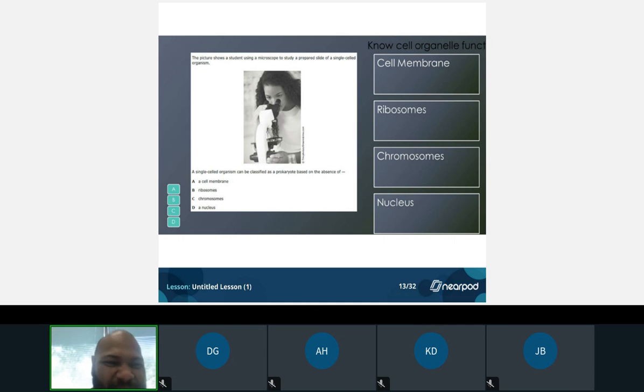All right, let's see. This picture shows a student using a microscope to study a prepared slide of a single-celled organism. The single-celled organism is classified as a prokaryote based on the absence of what? A, a cell membrane, B, ribosomes, C, chromosomes, or D, a nucleus. I'm going to put a poll out there for us. Which best answers the question? A single-cell organism can be classified as a prokaryote based on the absence of what?